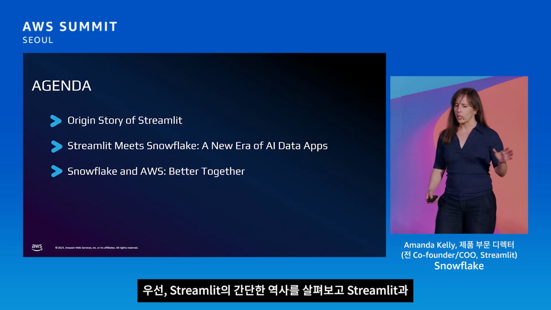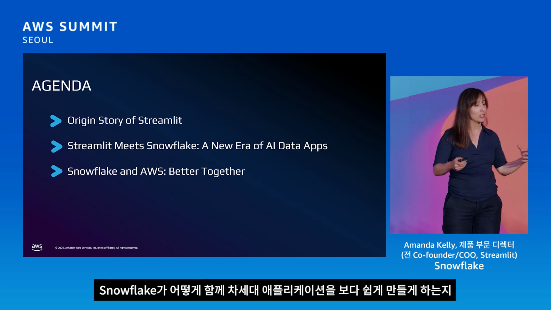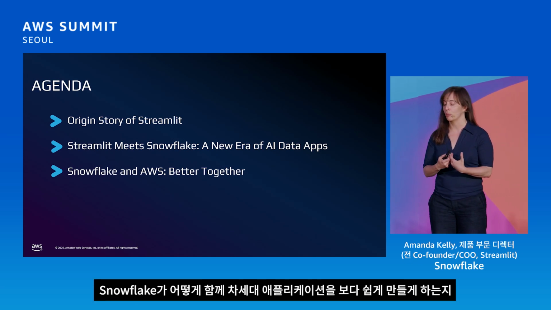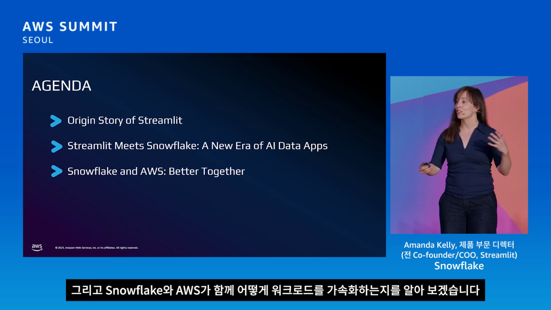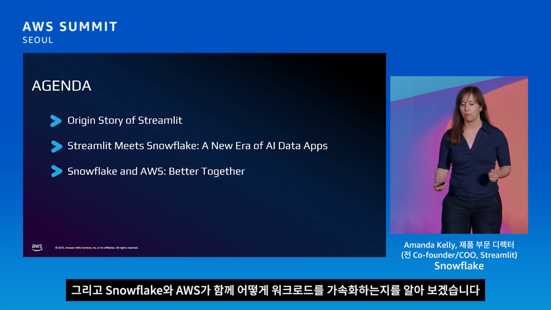So, quick talk. We're just going to go very quickly over the history of Streamlit, a little bit about how Streamlit and Snowflake together make it even easier to build these next generation apps, and then also how Snowflake and AWS work so well together to really accelerate your workloads.